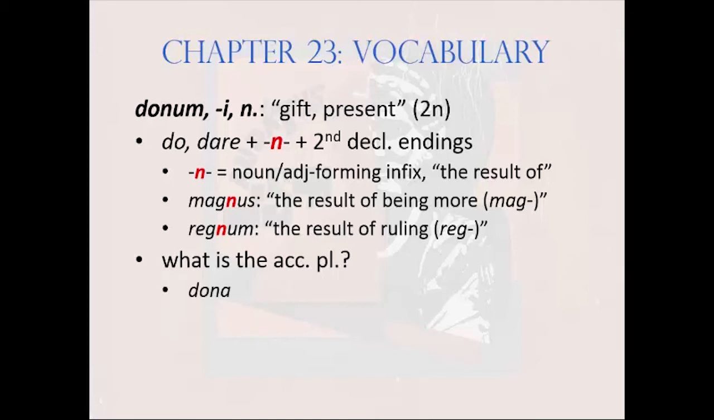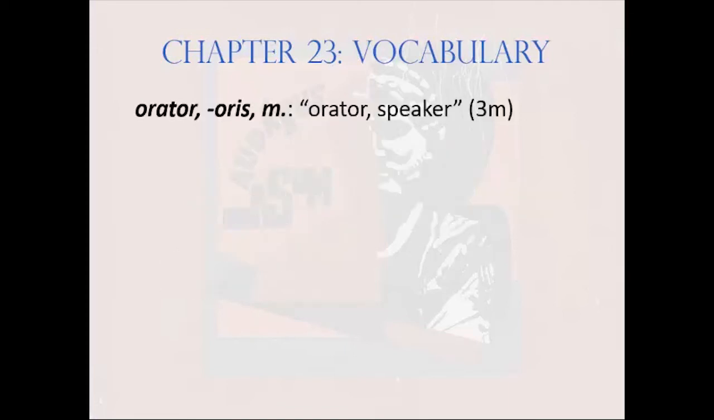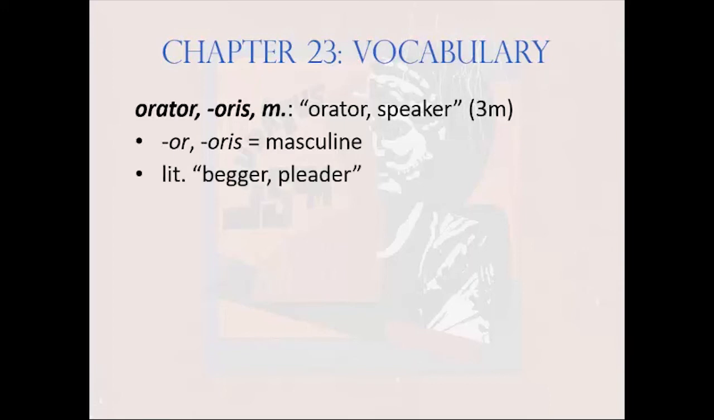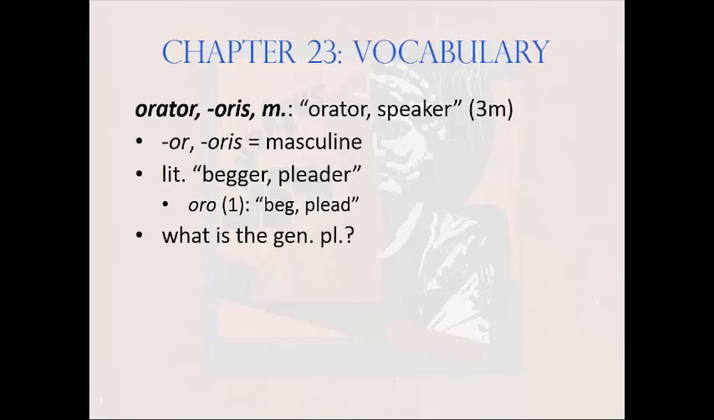Yes, dona. The next to last word is orator, oratoris, masculine, meaning orator or speaker. It's a third declension masculine noun. Remember that any Latin noun which goes -or, -oris is third declension masculine. Literally, it means beggar or pleader. It shares a base with the verb oro, first conjugation, beg or plead. What's the genitive plural of orator? Good for you. Oratorum. It's third declension, but it's not i-stem.